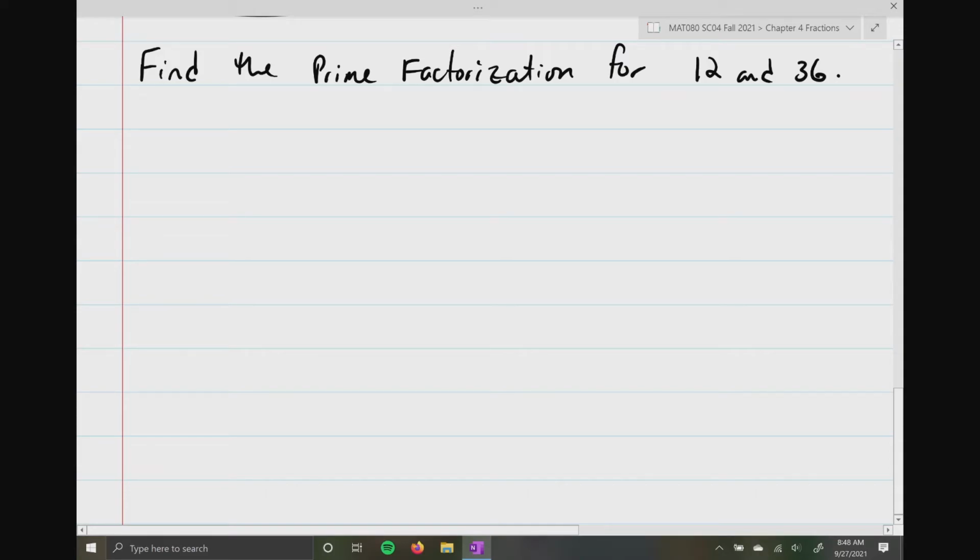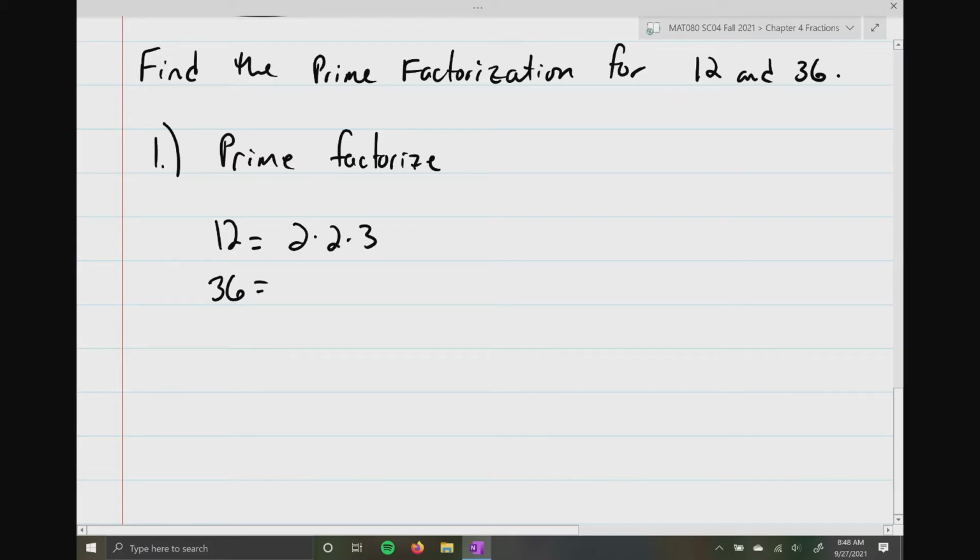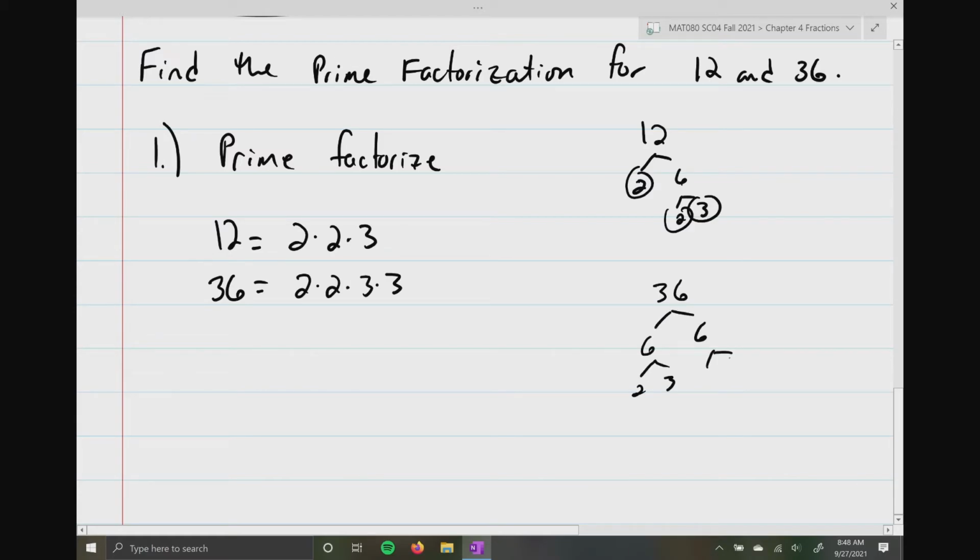Let's make sure. Step 1, prime factorize. 12 is going to be 2 times 2 times 3. 36 is going to be 2 times 2 times 3 times 3. Now, if you're asking, well, how did he get that? What I did is I just broke this down. 12 is going to be 2 times 2 times 3. And then 36, well, that's going to be 6 times 6, and then 2 times 3 for each of them. Good?